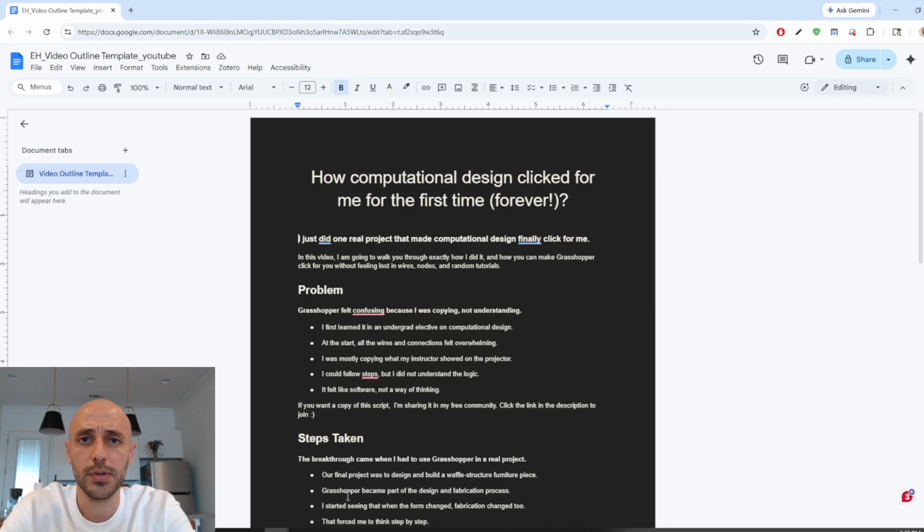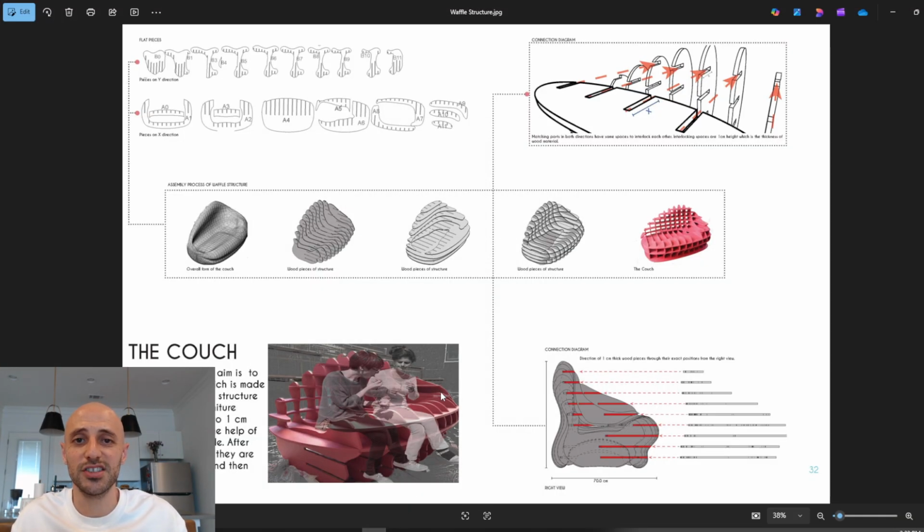While learning Grasshopper, what I was doing is copying what I saw in the lectures or in the presentations. And whenever I copied something, when I went home, I immediately started to forget what I saw during the lecture that day. I could follow the steps, however, I just didn't get the logic of it. It felt like a software, not a way of thinking. And this was the project.